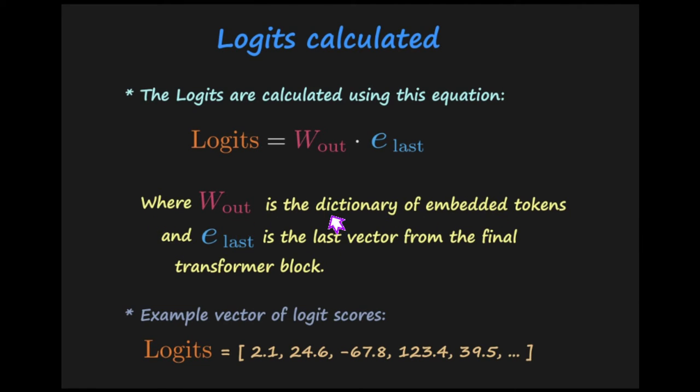Where W out is the dictionary of embedded tokens, and e last is the last vector from the final transformer block. It's the last predicted token or predicted vector. You dot product and you get these kind of scores in the end, and the one with the highest score is the best prediction.